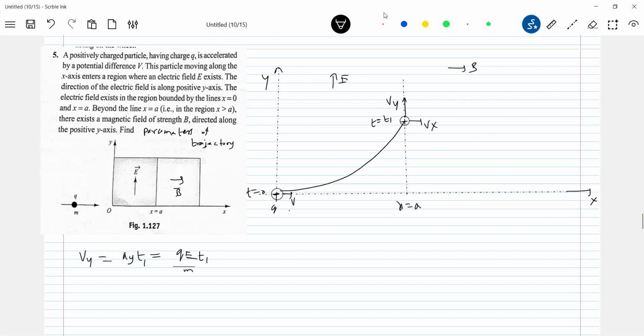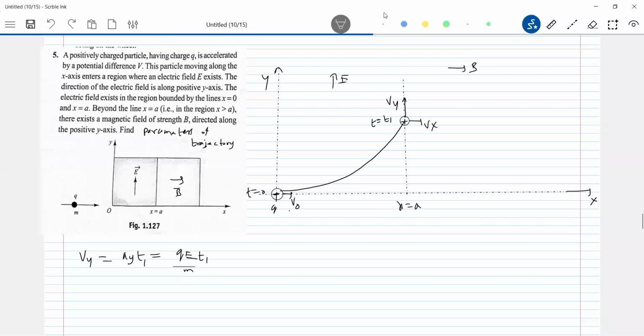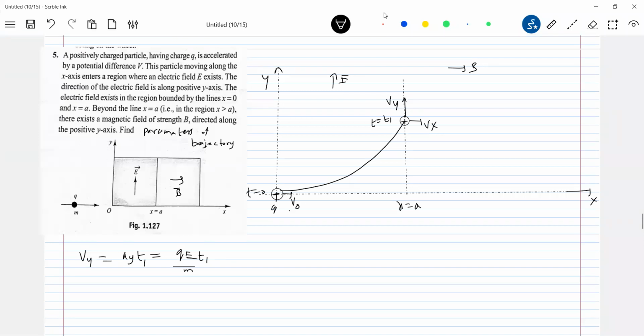So then Vx is equal to V only, initial velocity. Oh, potential difference. So let me assume V naught. Later on that V naught I'll bring in terms of potential. So Vx must be equal to V naught only because the electric field is there. So what is the time T1? We can calculate time T1. V naught is equal to a by T1. So substitute this here. You'll get Vy is equal to Qe by m into T1, which will be a by V naught.